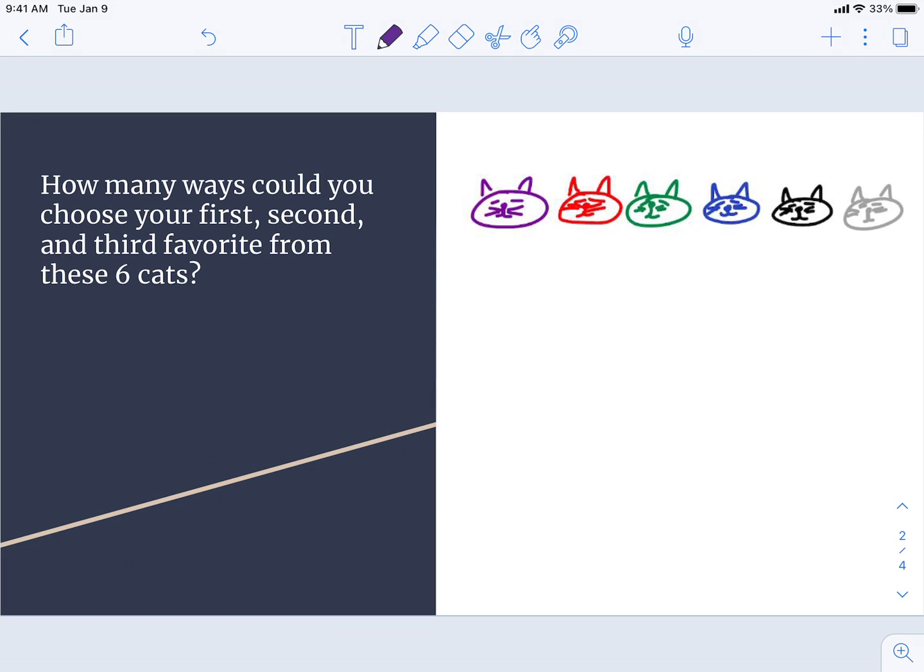Okay, so when it comes to this, one way to think about it is how many choices do I have for first place? Well, I right now have 6 choices. So we can start out with 6. And I'll choose the purple cat as number 1. Then how many choices do I now have for second place? Well, I have 5 choices. So 6 times 5. Maybe I'll stick with the green cat for second place.